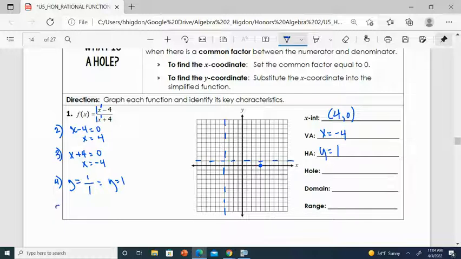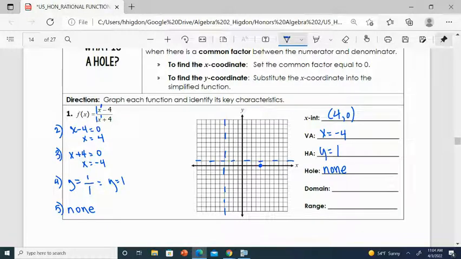Step number 5 is our holes. Now, again, a hole is created when you have common factors that you cancel, which we didn't have any in this example. So I'm just going to write none. There are no holes in this function.